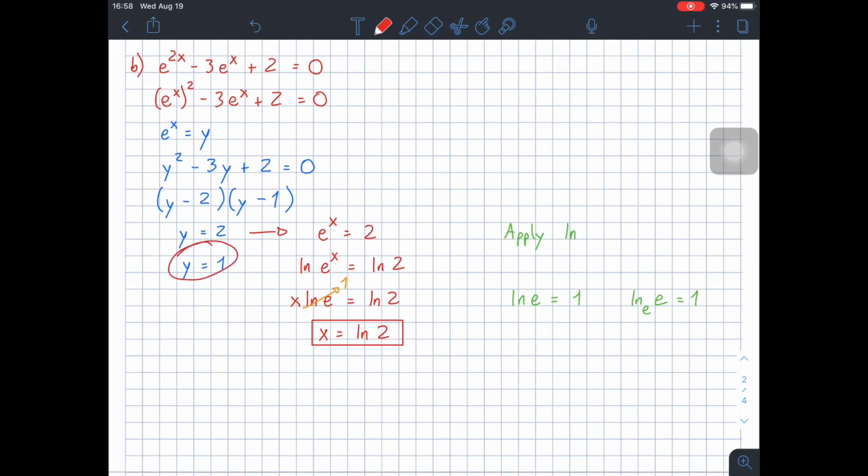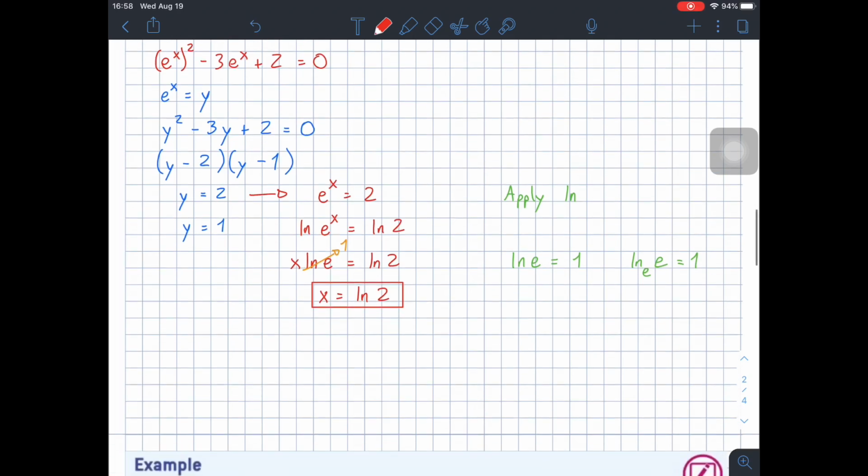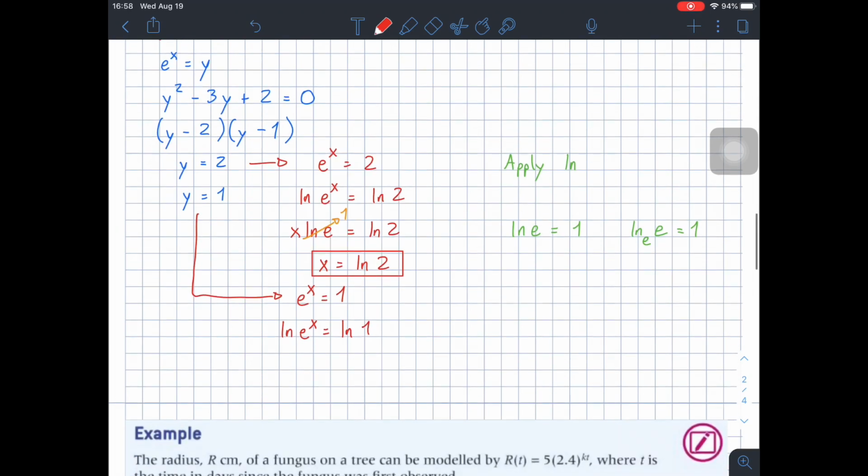But remember, we had another possibility, which is y equals 1. So we're going to do exactly the same thing. We're going to take this down here and say that e to the power of x, which is y, can also take the value 1. If we apply the natural logarithm, we're going to have that the natural logarithm of e to the power of x is equal to the natural logarithm of 1. So x times the natural logarithm of e is equal to the natural logarithm of 1.